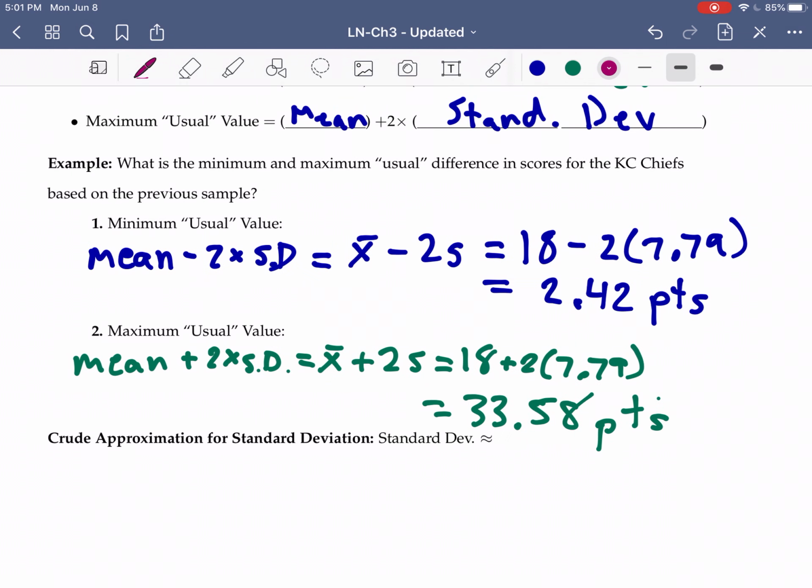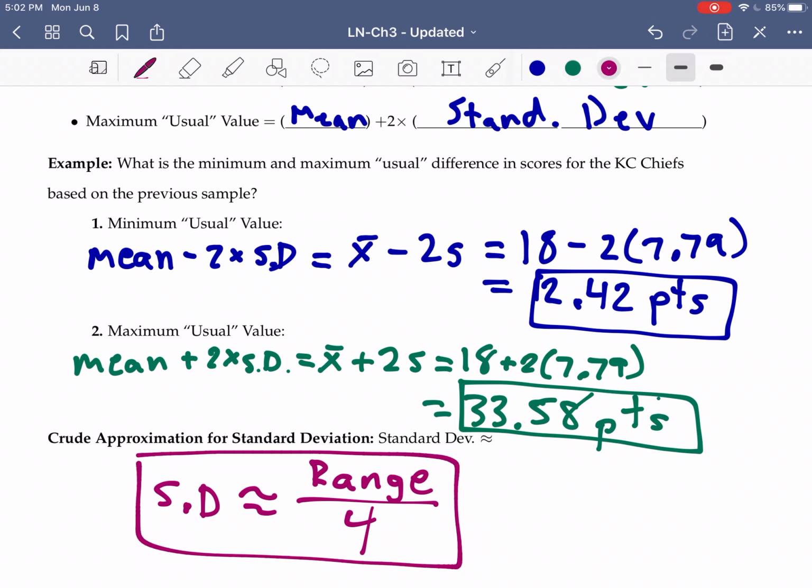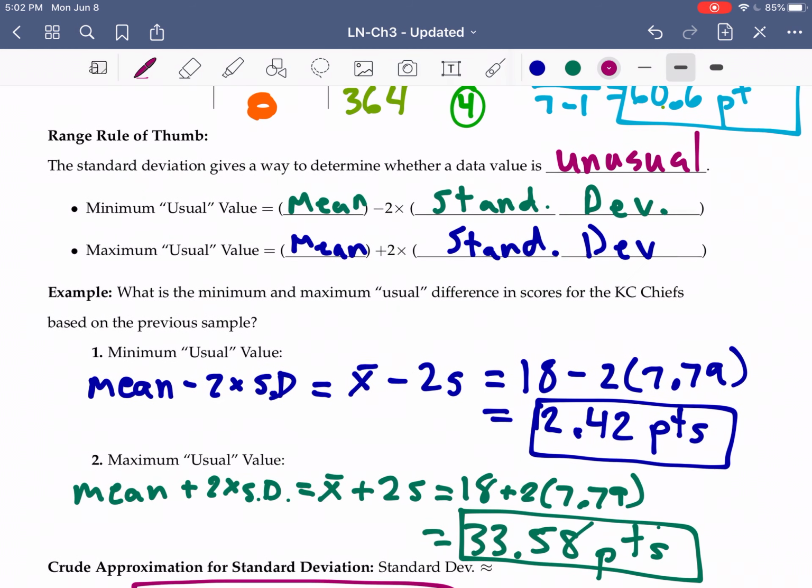A crude approximation for the standard deviation. If you wanted to approximate a standard deviation and you don't want to go through all of the work, one approximation that you could take is you can take the range and divide it by 4. It seems strange to talk about this crude approximation for the standard deviation with this. There's a reason why I talk about it here.